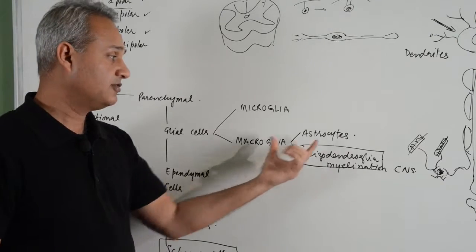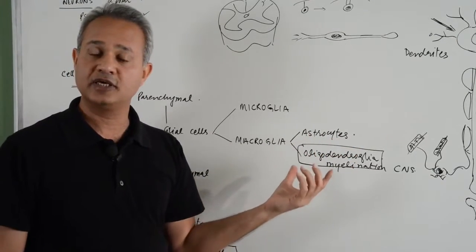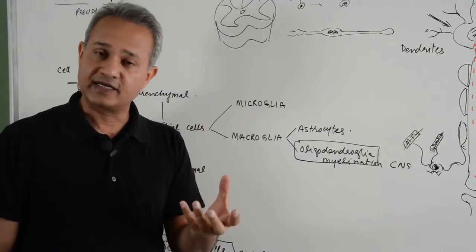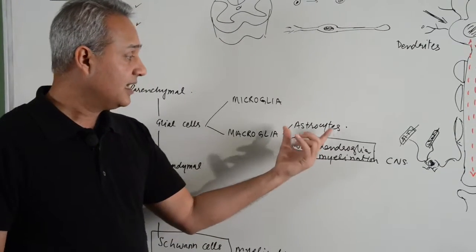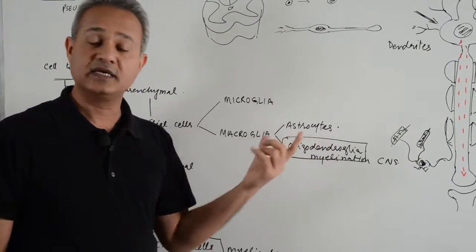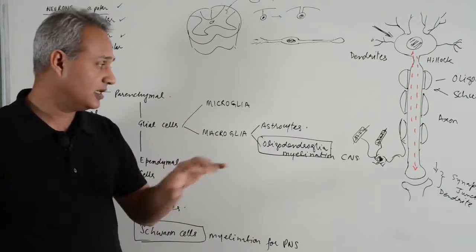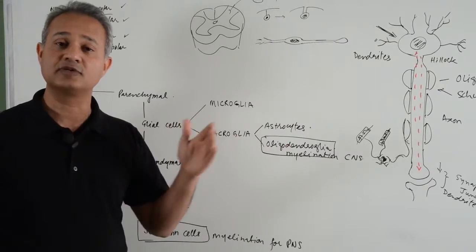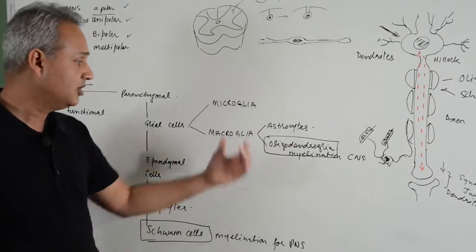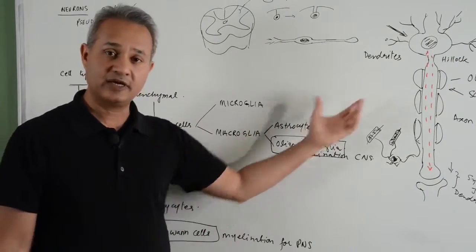Then are the macroglia, which are astrocytes. Astrocytes are mostly the supporting or the connective tissue cells. Astrogliosis is the formation of the scar for the injured brain tissue as well. This is the USMLE question. What cells would give rise to the scar inside the brain tissue? Astrocytes.